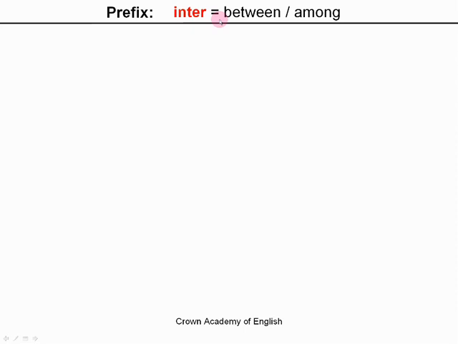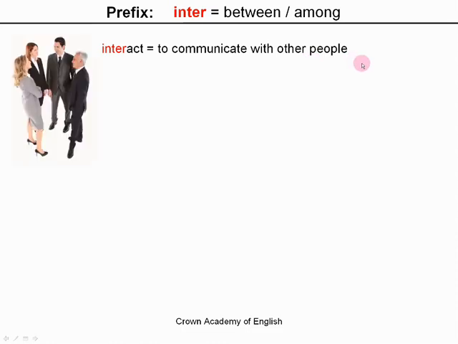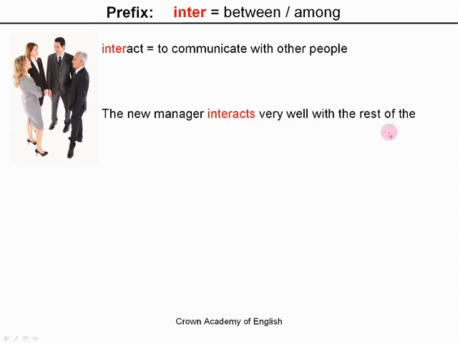Inter. This means between or among. Interact. It's a verb, to communicate with other people. The new manager interacts very well with the rest of the team. Okay, so that means he communicates well among the rest of the team. Okay, the members of the team, between them, they interact very well.